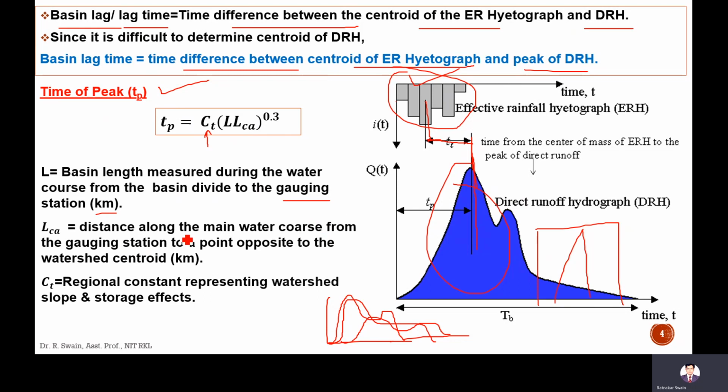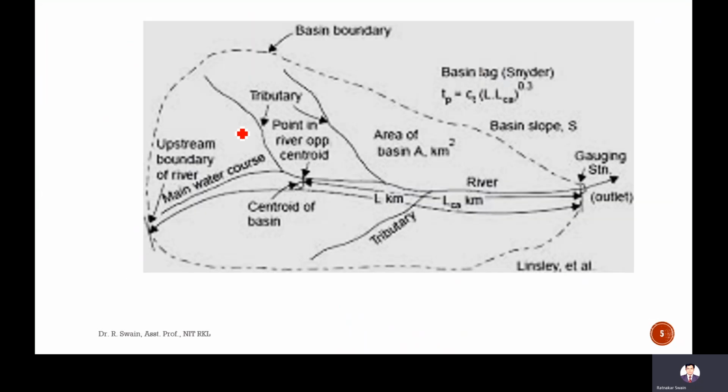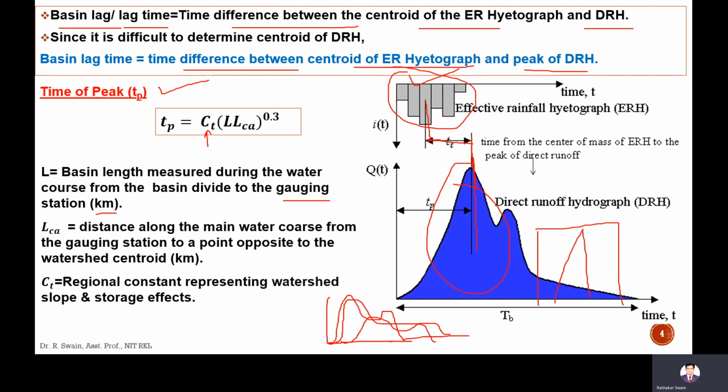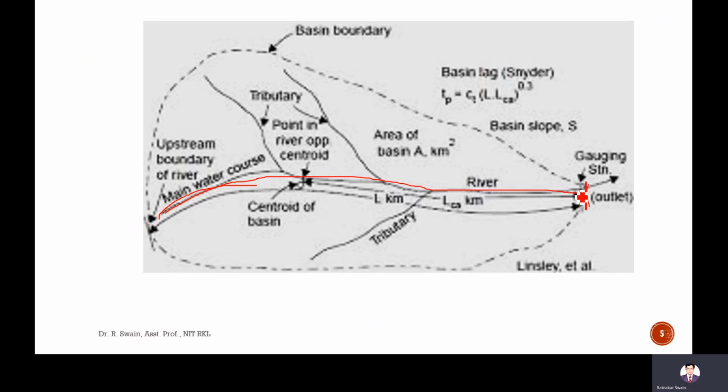Like here, this is the catchment. This is the gauging station. This is the river, the stream. The length of the stream along the alignment of this stream is taken as L. Means from the watershed end to this gauging station.